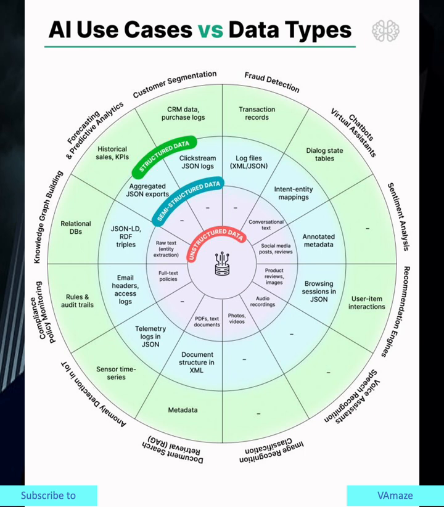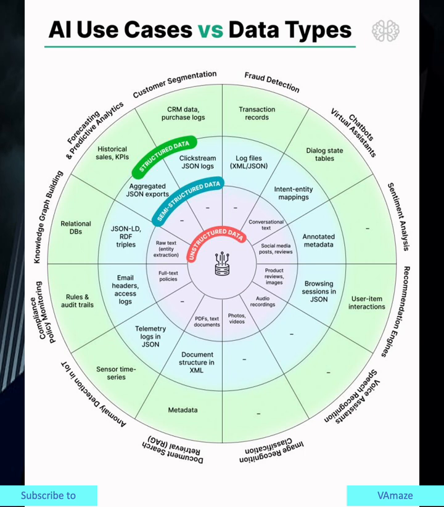Infrastructure investment priorities. The data types you want to leverage determine your infrastructure investment priorities. Organizations focused on unstructured data need different capabilities than those optimizing structured data processing. Talent and skills alignment. Different data types require different skill sets. Structured data analysis leverages traditional data science skills, while unstructured data processing requires expertise in NLP, computer vision, and specialized deep learning techniques.